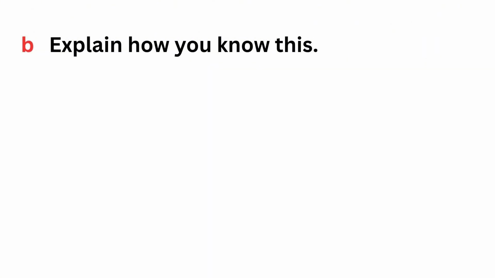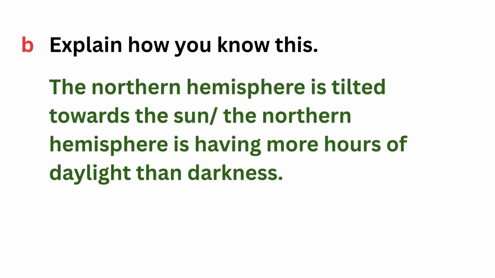Summer. Question B. Explain how you know this. The Northern Hemisphere is tilted towards the Sun, or the Northern Hemisphere is having more hours of daylight than darkness.